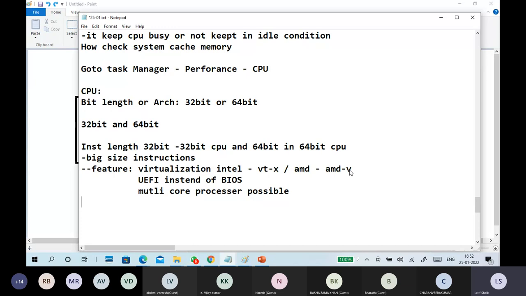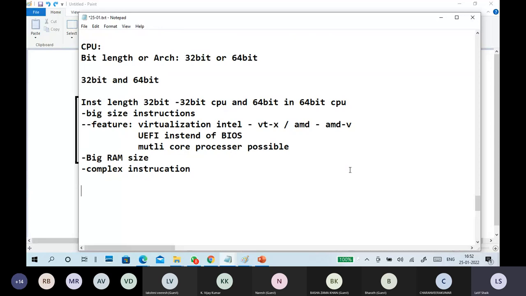But we need a big RAM size. Due to the size of instruction and data increasing, we need big RAM sizes and big processing sizes also. But you can do complex computing. Complex instructions also you can easily run. Why? Because of 64 bit.